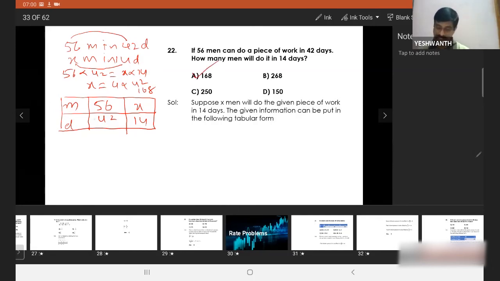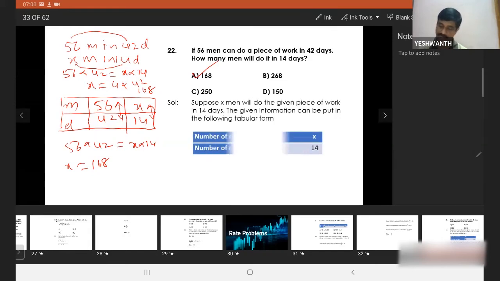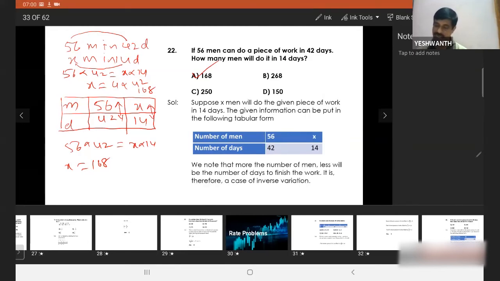So if this type of arrangement you take, what should we do? Product of upper one into lower one equal to product of upper one into lower one. So 56 into 42 equal to X into 14. So X equal to 168. This is how you get it, children. Based on the arrangement, you get the process. So don't get confused because now we are entering into this. If you want, even in the previous cases, you can go for the tabular form like this. Things become very simple.